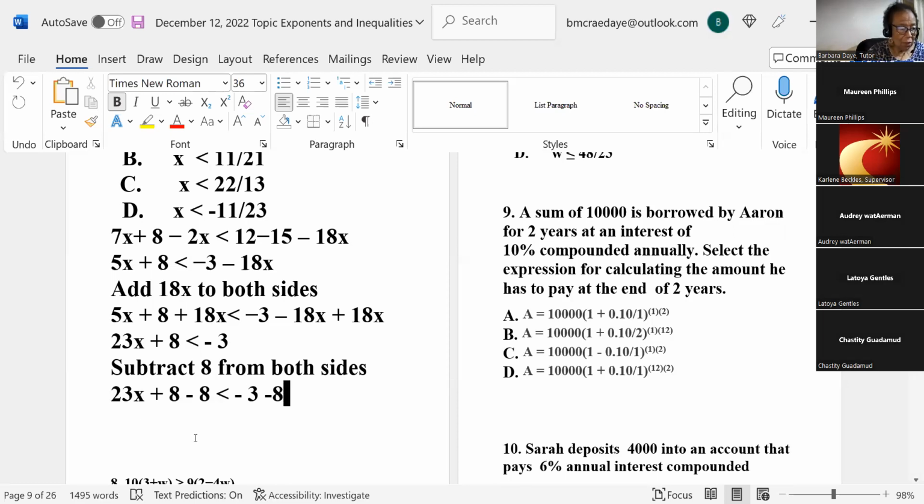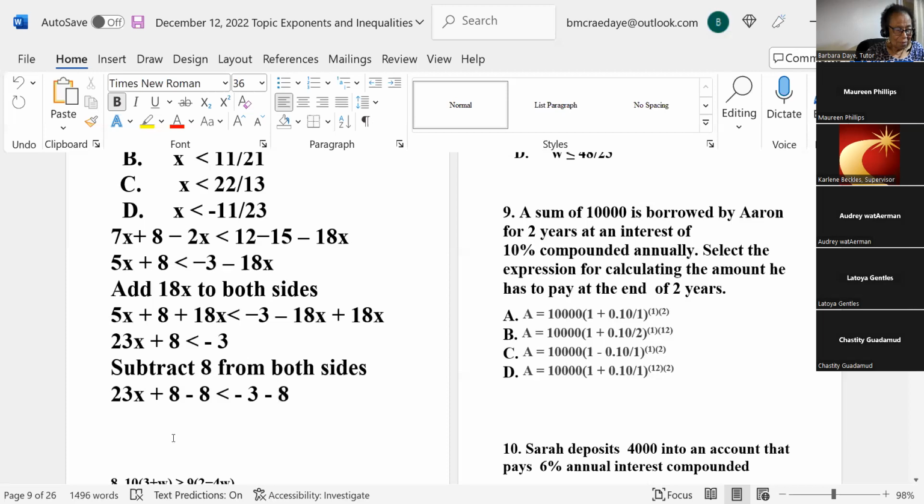So Maureen, what do I have left on the left side? No, I'm on the left side, Maureen. 23x plus 8 minus 8. What's that equal to?